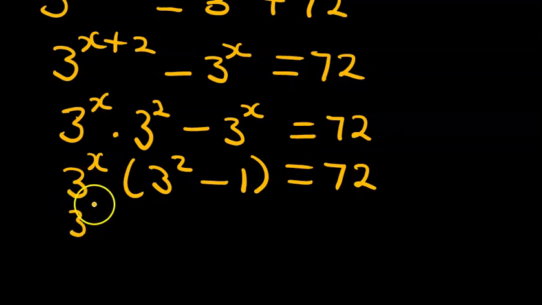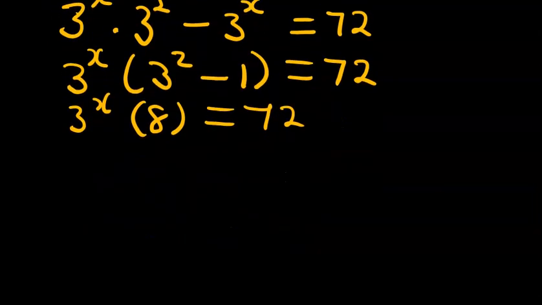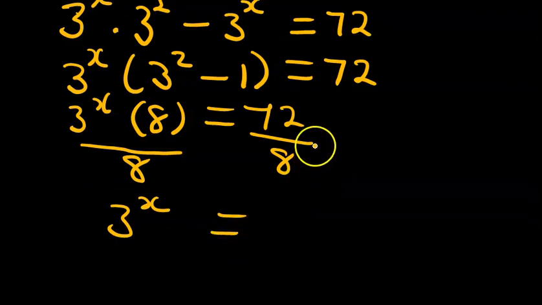Right, then 3 to the power x, 3 to the power 2, there is 9, 9 minus 1, there is 8, is equals to 72. Now, what we need to do is that we need to divide both sides by 8. Therefore, on the left hand side, we have 3 to the power x is equals to 72 divided by 8. There is 9.